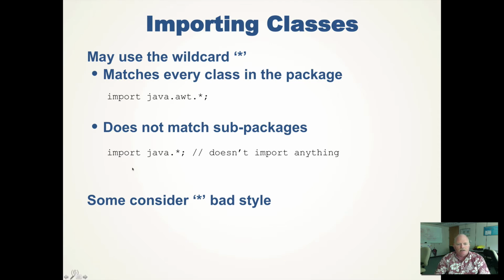So if we say import java.awt.*, that imports all the classes in that package, but it does not import any sub-packages or classes in sub-packages. For example, if you thought, I want to import everything in the Java package, so I want java.lang, java.awt, java.util, and I say import java.*, that actually doesn't import anything because there are no classes in the base Java package.